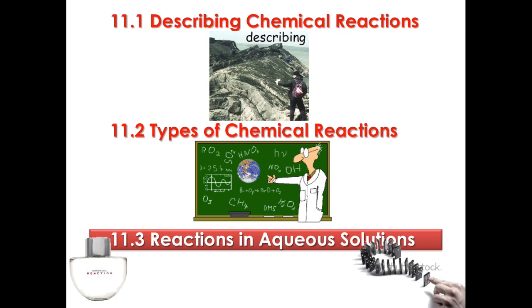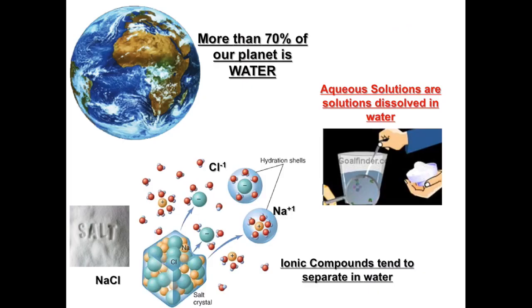Reactions in aqueous solutions. As you know, more than 70% of our planet is water. Aqueous solutions are solutions dissolved in water. For example, as you know, ionic compounds tend to separate in water. In this case, we have sodium chloride. Sodium, as it is a metal, separates as a cation, whereas chlorine, that is a non-metal, tends to separate as an anion.